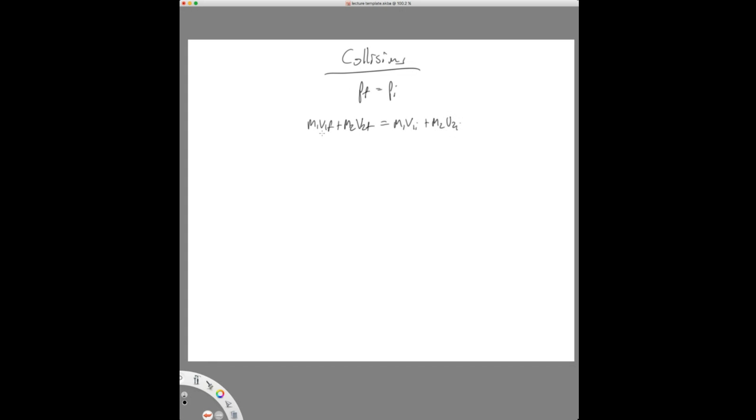Once for mass 1 final, once for mass 2 final, once for mass 1 initial, once for mass 2 initial. And as I said, generally we're going to know about the initial stuff and we're going to know the masses, but we are not going to know the final velocities, and that's what we want to figure out.